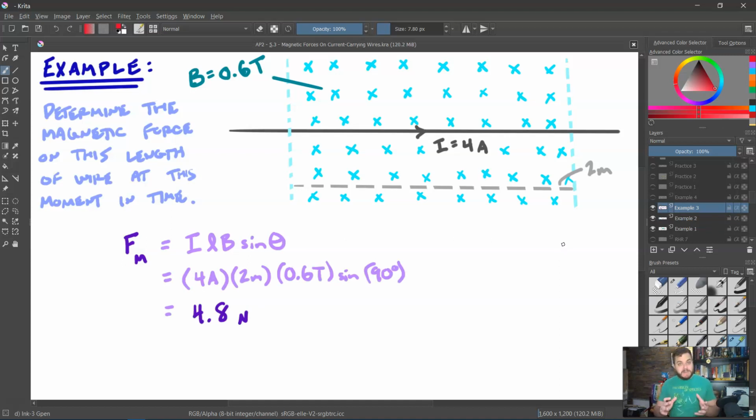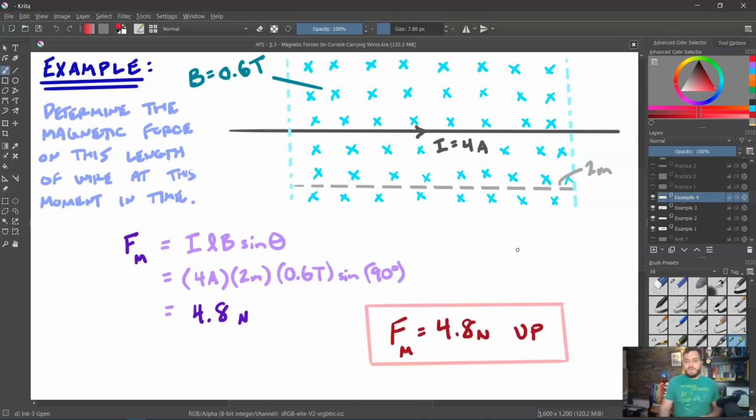All right, well, that's the magnitude, but how do we do the direction? Keep in mind, I'm going to arrange my hand how you should be doing it, so basically do exactly what I'm doing. My body, though, is going to be in a slightly different position from yours. So I'm going to take my thumb and point it to the right, because that's the direction of the current. I'm going to take my fingers and direct them from your perspective into the screen, into the board. And if we can see, that means my palm is going upward, so therefore the force will be directed up. So the total is, the magnetic force is 4.8 newtons up.